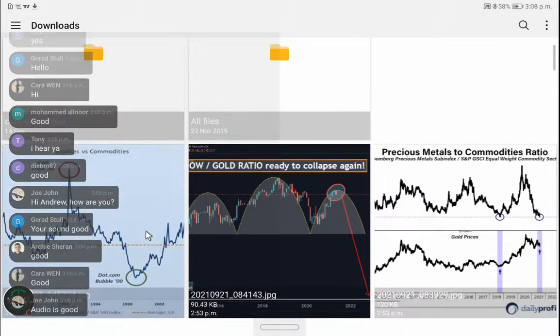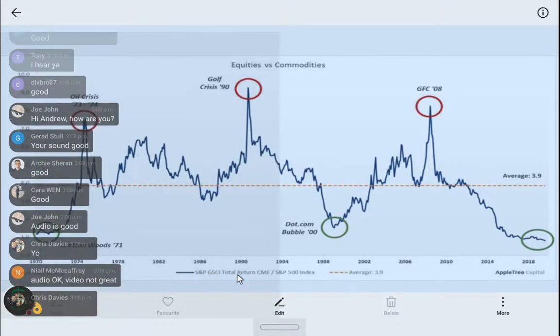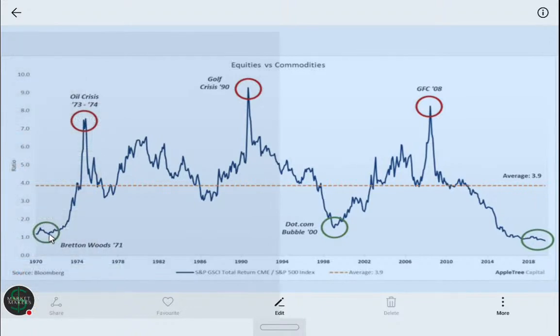All right. Let's get into why gold and silver. So, this is the S&P commodity index over the S&P 500, and as you can see, when this ratio is low, it means that commodities are undervalued versus equities, right? And generally speaking, this occurs after or before crashes.